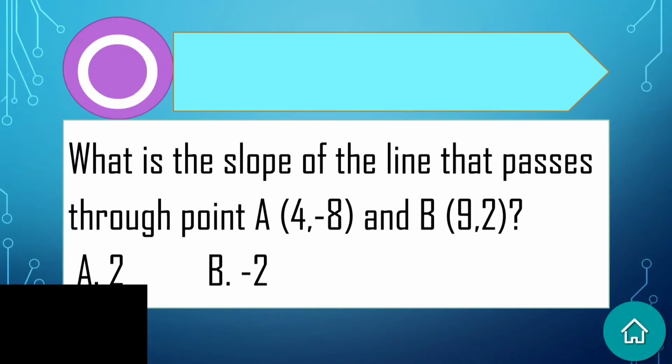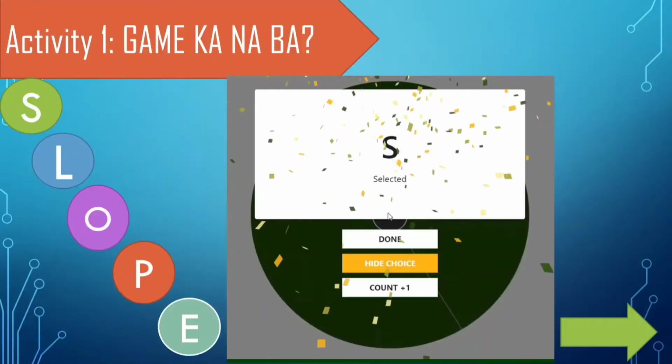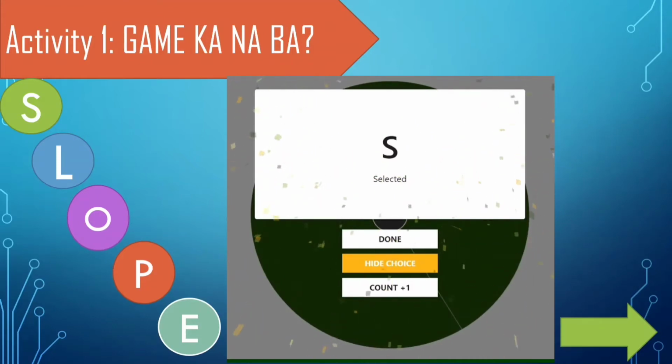Okay, so time's up. So we're ready to reveal the correct answer in letter O. So the correct answer is A, 2. Did you answer it right? Okay, so let's proceed to the last but not the least letter. So S is the last letter. So let's see the last question in this activity.